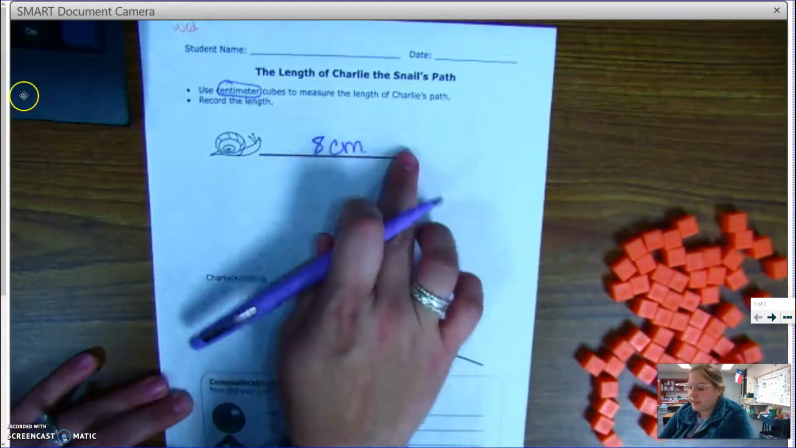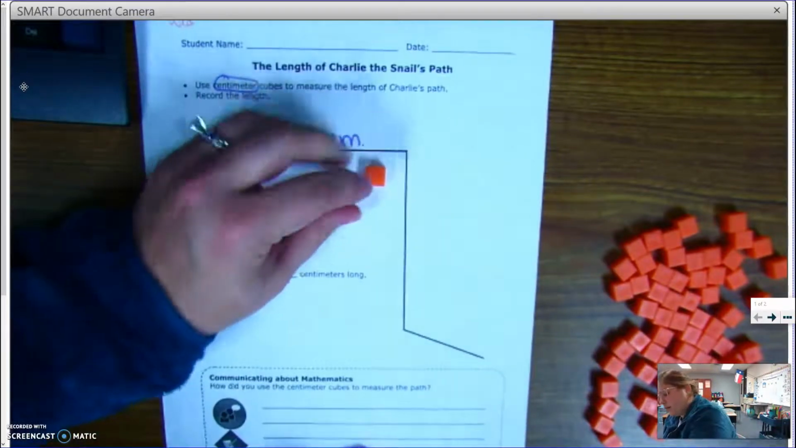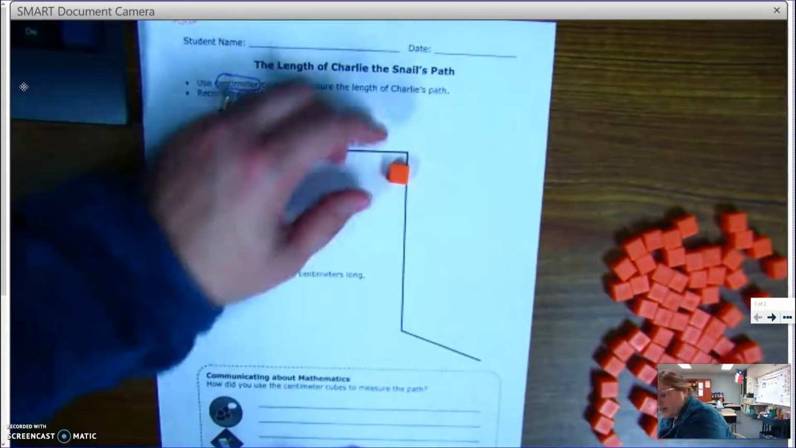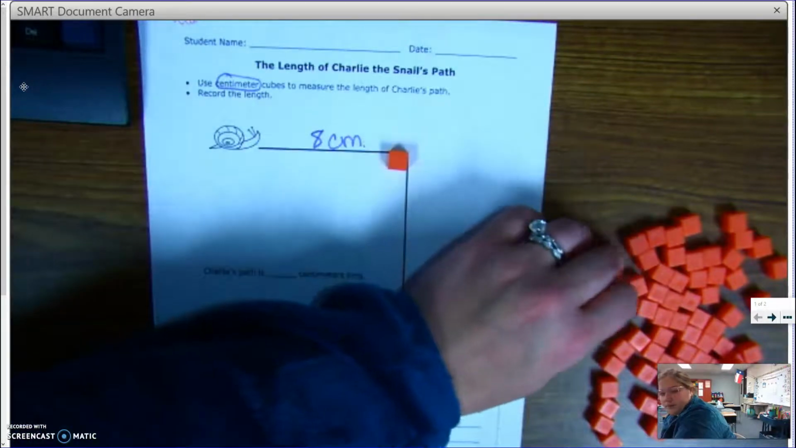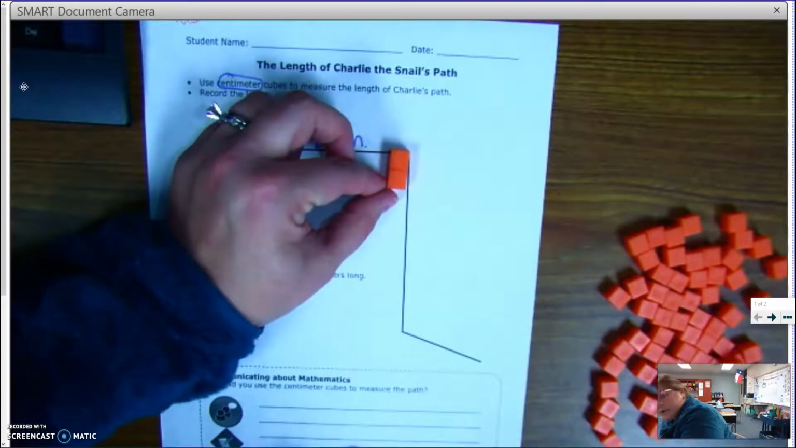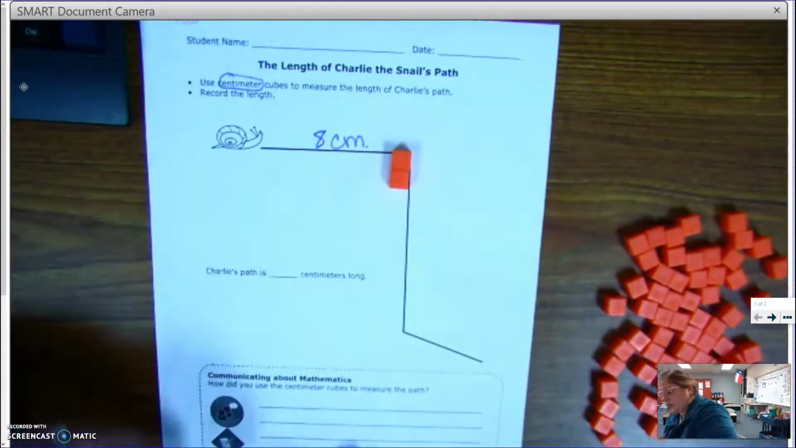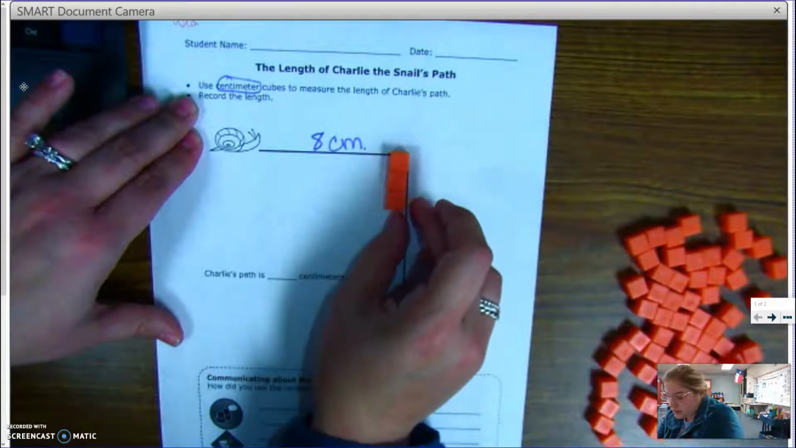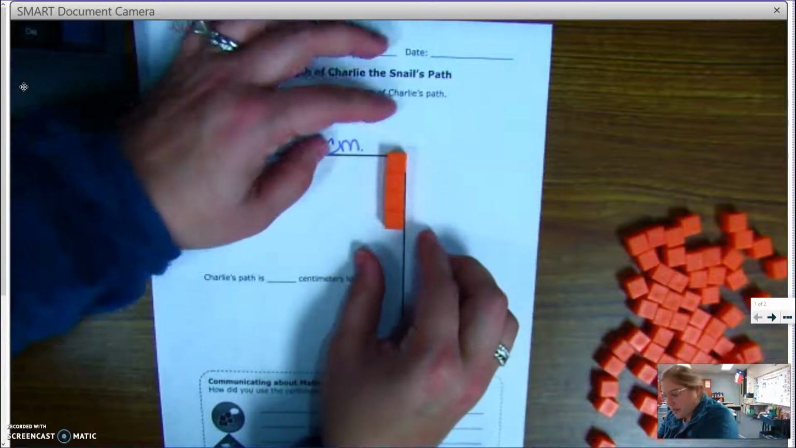So now I'm going to do the same thing down this part of his path. I'm going to start at the very beginning. I can't start here and then pick up. I need to make sure that I'm very careful, and I start at the corner. And I put the cubes as neatly as possible so that I can get a good measurement on his path.